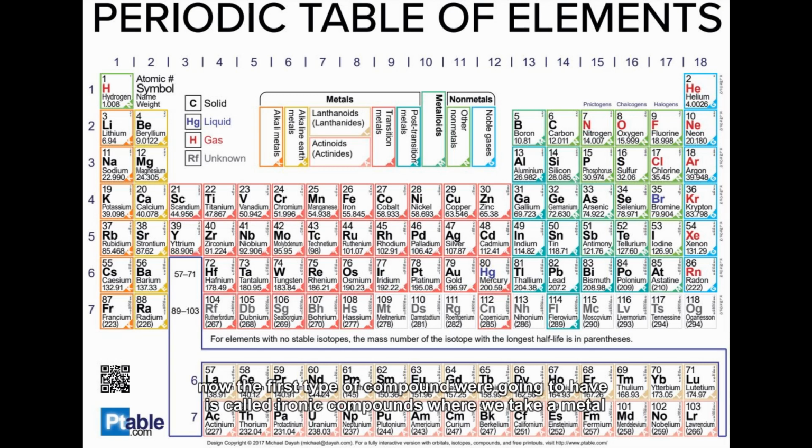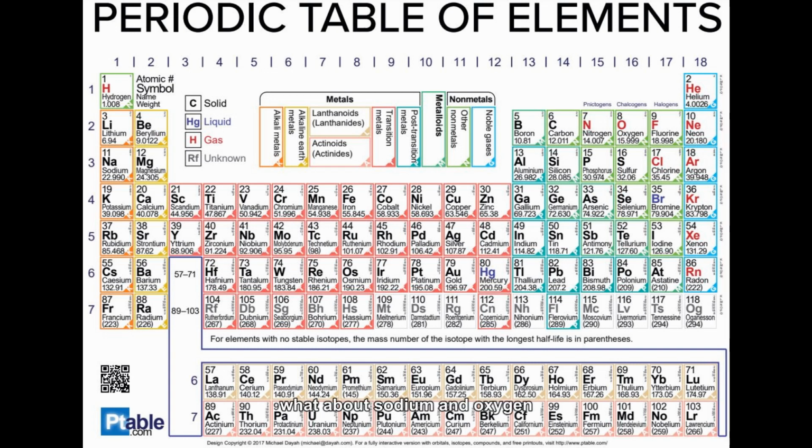Now, the first type of compound we're going to have is called ionic compounds, where we take a metal and mix it with the non-metal. And naming it is very, very simple. All you do is name the metal, and then you name the non-metal, but you change the ending to IDE. So for example, if I were to take lithium and mix it with sulfur, you get lithium sulfide, changing the ending to IDE. Make sense? Sure. All right, so let's try one. What would you get if you took calcium and mix it with chlorine? Calcium chloride? There you go.